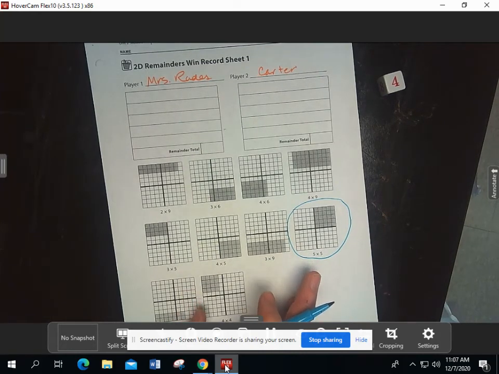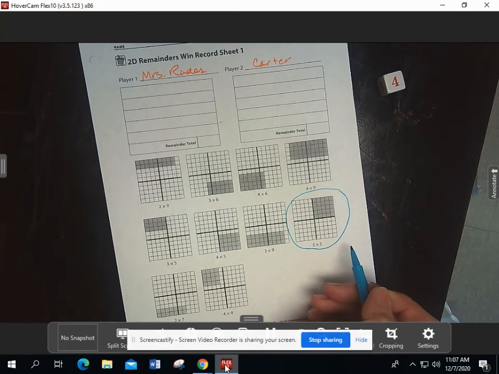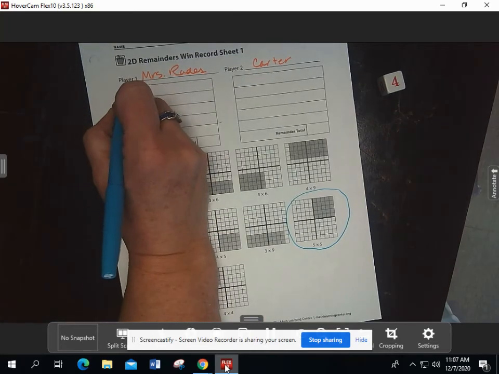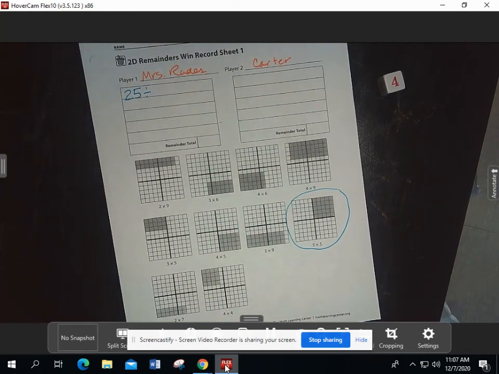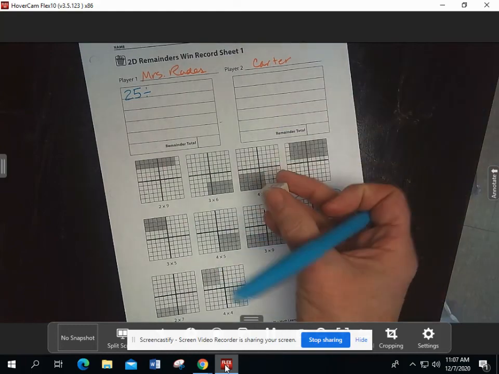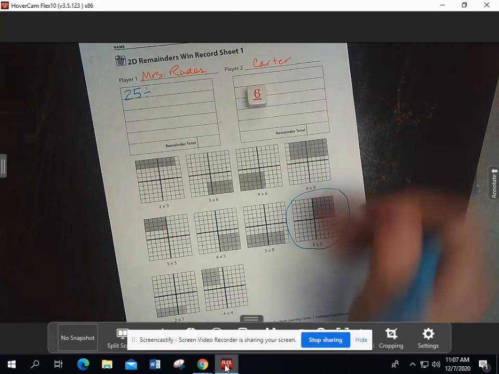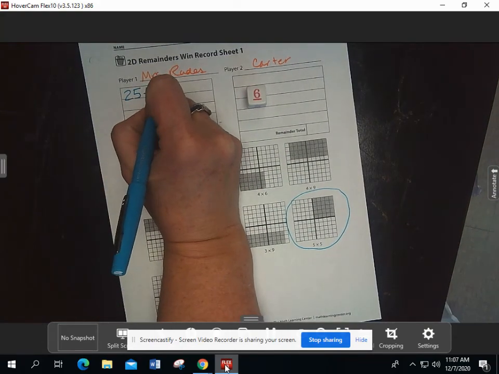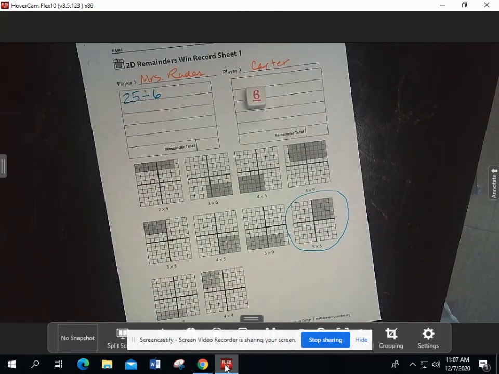Then it says that I have to calculate the product of the multiplication problem. 5 times 5 is what, everybody? Here I wrote 25 divided by, well, I don't have a divisor. Or do I? I rolled a 6. 25 divided by 6. So I'm going to count by 6s.